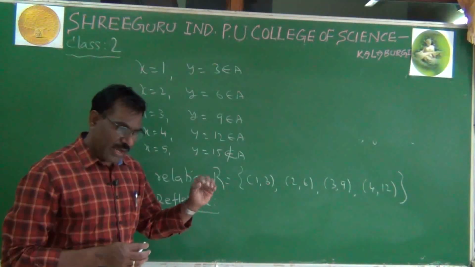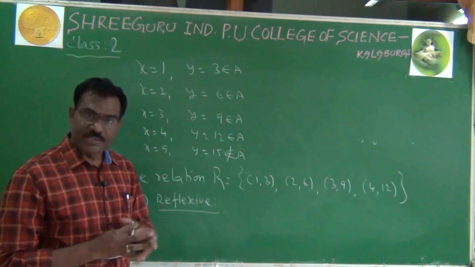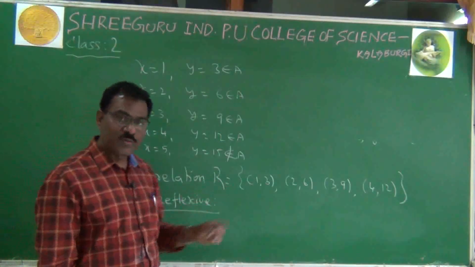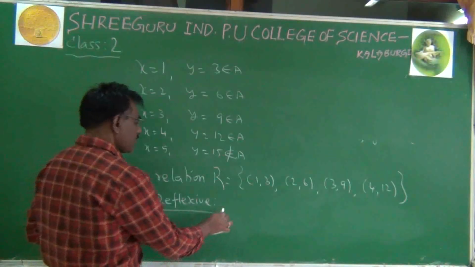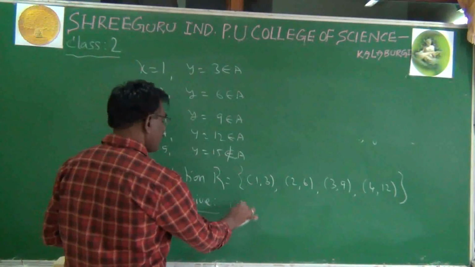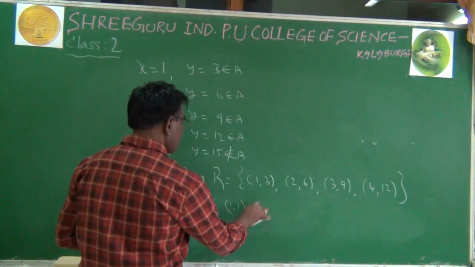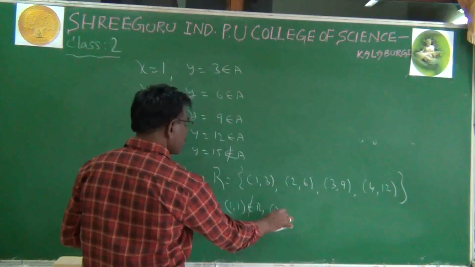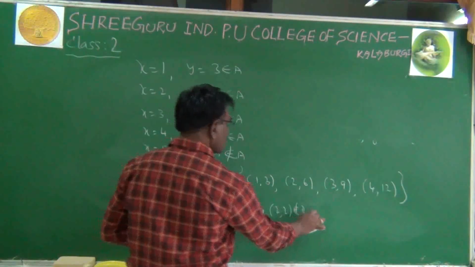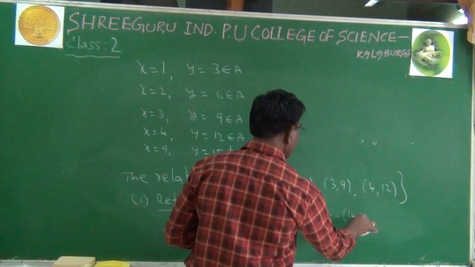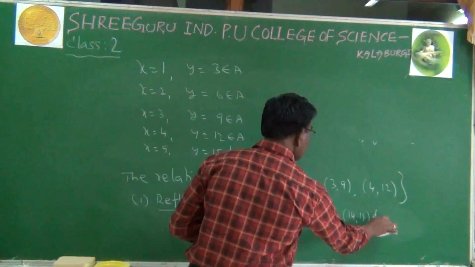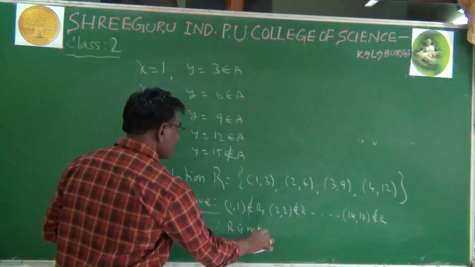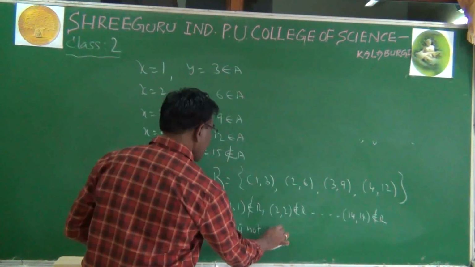What is the reflexive relation? Every element of the set is related to itself. So for set A, 1 comma 1 is not there, 2 comma 2 is not there. 1 comma 1 does not belong to R, 2 comma 2 does not belong to R, and so on. 14 comma 14 does not belong to R. Therefore, R is not reflexive.